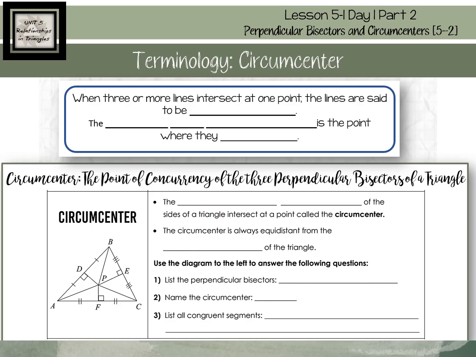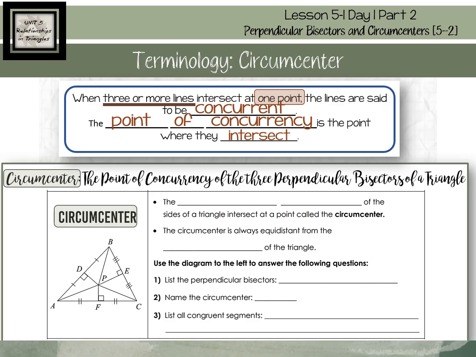Terminology, circumcenter. When three or more lines intersect at one point, the lines are said to be concurrent. The point of concurrency is the point where they intersect. Circumcenter is the point of concurrency of the three perpendicular bisectors of a triangle. So the perpendicular bisectors of the sides of a triangle intersect at a point called the circumcenter. The circumcenter is always equidistant from the vertices.